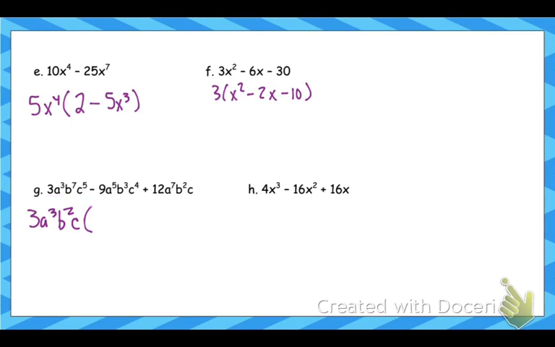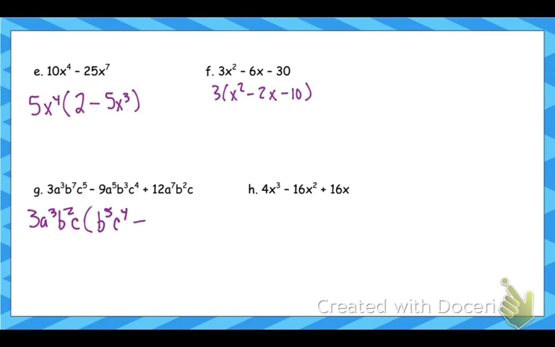B to the seventh divided by b squared would be b to the fifth. C to the fifth divided by c would be c to the fourth. Remember, when you divide those exponents, you subtract what they are. So like if I have, for example, c to the fifth over c, that's c times c times c times c times c over c. So one of those cancels out and you're left with c to the fourth. That's why it works how it does.